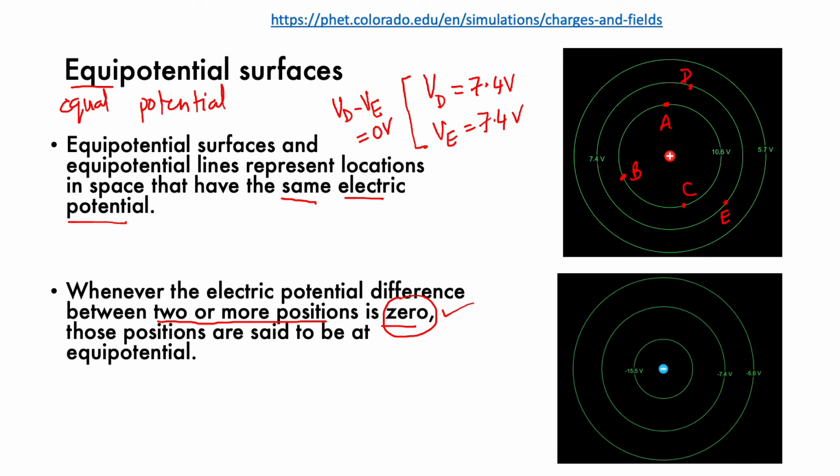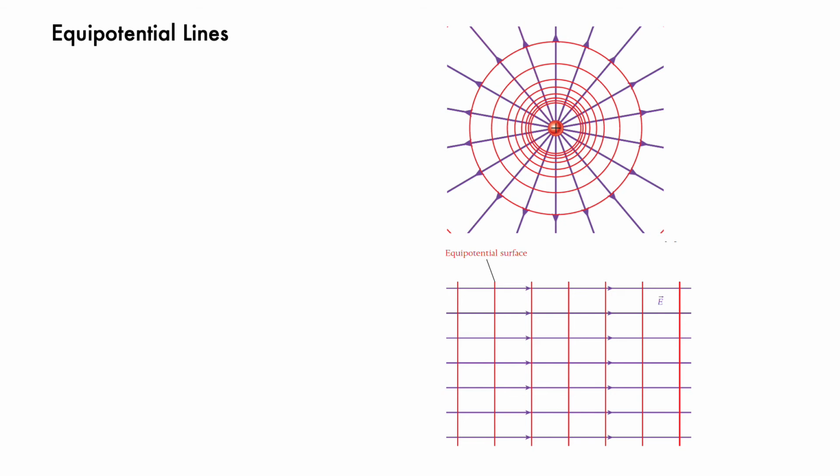Similarly, we can see for a negative charge. For a point charge, equipotential surfaces are circular in shape. These are some examples for a single point charge. The red color lines which you see are the equipotential surfaces or equipotential lines in both the cases.